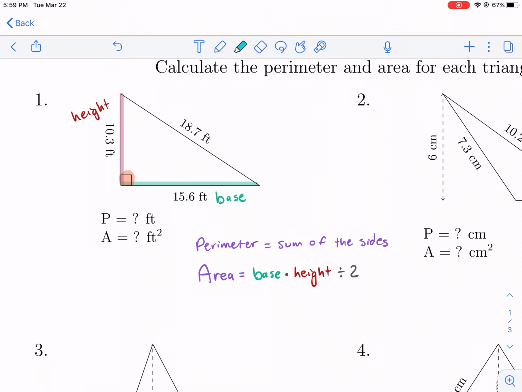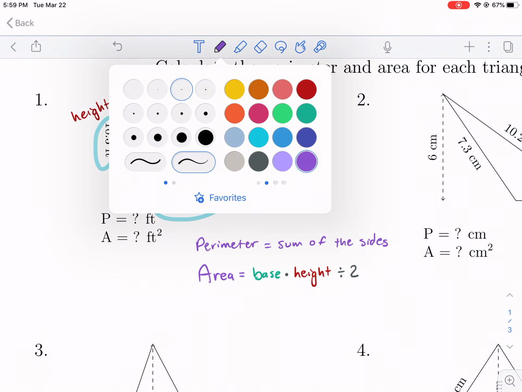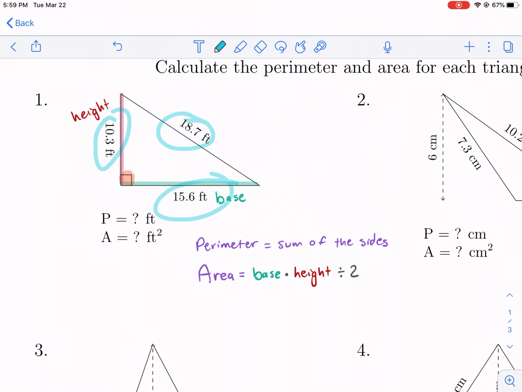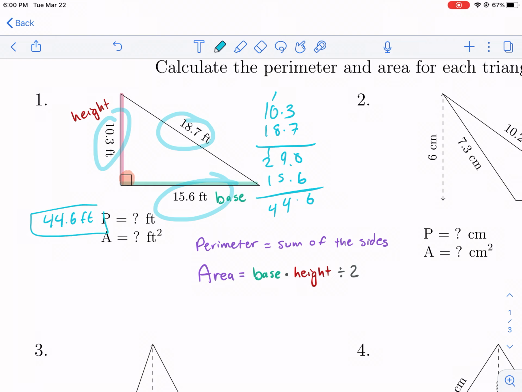Looking at number one, the perimeter. The perimeter is actually the easier of the two. We just need to add the three sides together and we're done. Okay, so if you're in my classes, you should be able to do this on your own. We have 18.7. I'm just adding these up real quick. We know that's 10, that's 9, that's 2. We have 29.0, and now I need to add this 15.6. So I'm just taking my time adding these sides together. And this is great practice using the standard algorithm, and I get 44.6. So my perimeter is 44.6. The units are feet because we're talking about a distance.